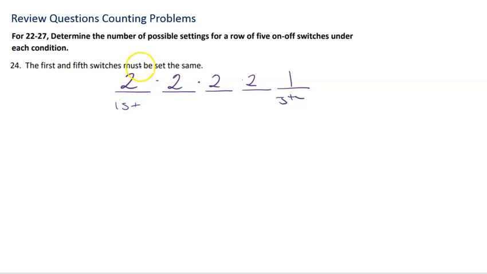It may be on if this one was on, or it may be off if that one was off, but only 1 option, and it's whatever the first one's on. So if we multiply those together, 2 times 2 is 4 times 2 is 8 times 2 is 16, we get 16 possible outcomes for the first and the fifth switches must be the same.